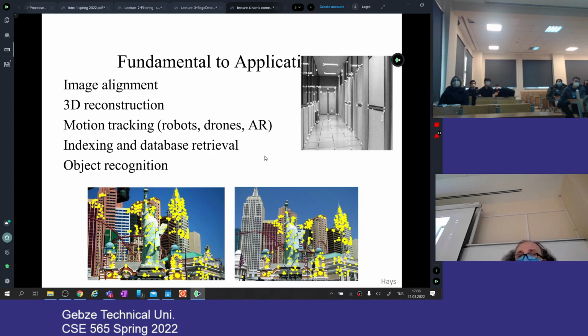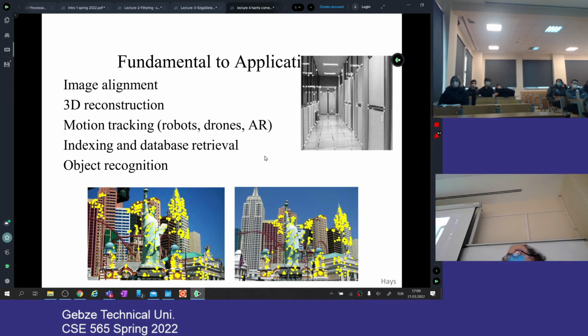For example, remember we have two eyes, two cameras. If I take two images, a left image and a right image, I would like to find the correspondences between these two images, and the corners would be a very good candidate to find these correspondences. That's the 3D reconstruction. Then motion tracking. If I am a robot moving in this room, I need to find the correspondences between the images taken at time t1 and time t2, and again, motion tracking. Indexing and database retrieval, object recognition.